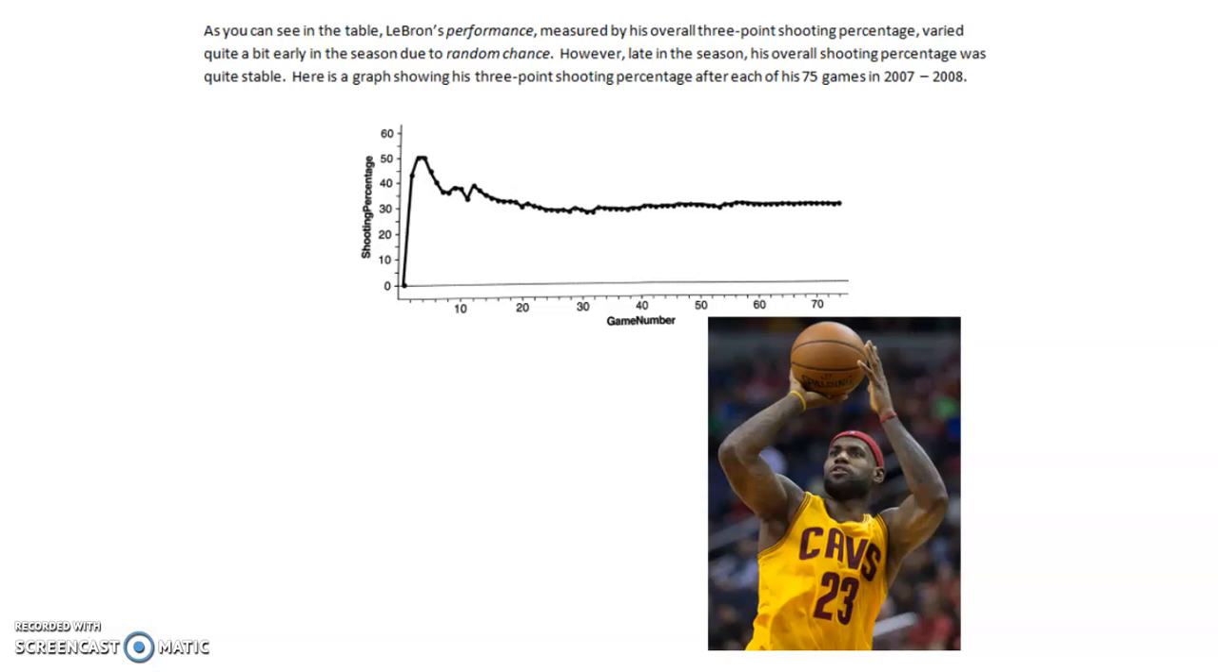So this is a graph of those same percentages, and you can see where they start to level out probably around game 24-25.